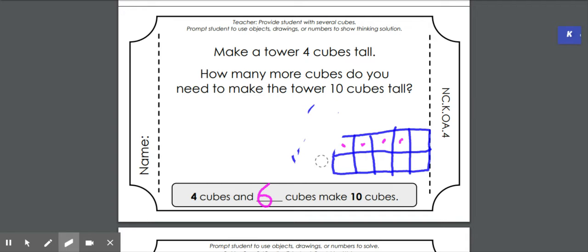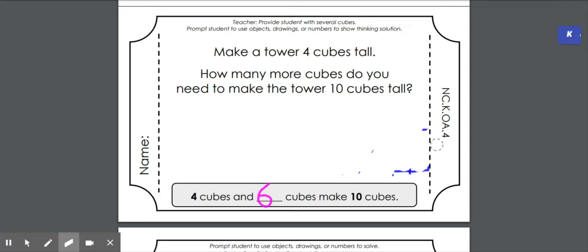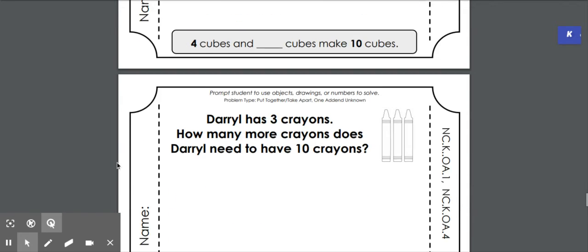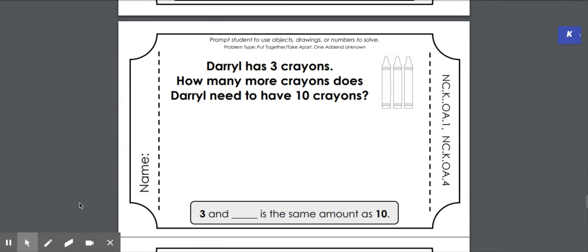I hope that you drew your 10 frame and your number bond, and you're doing this with me. This is awesome practice for you guys. All right, let's scroll down here, and we will do one more together. Crayons. Hey, if you've got crayons, pause the video and get those out. All right, Daryl has 3 crayons. How many more crayons does Daryl need to have 10 crayons?